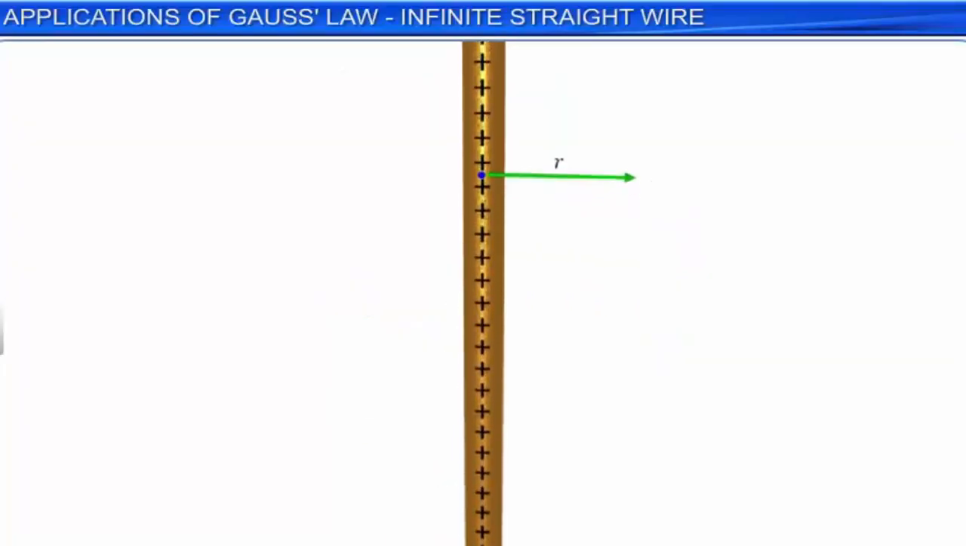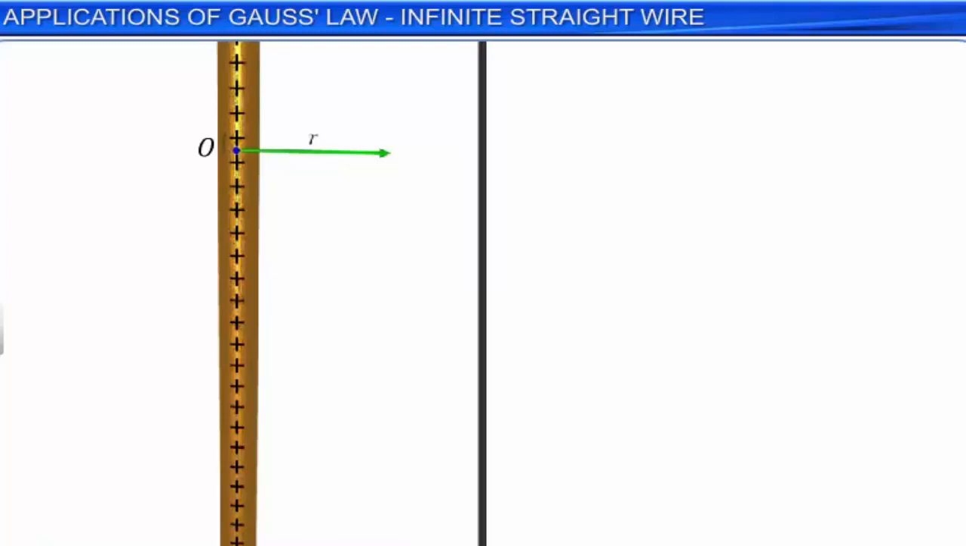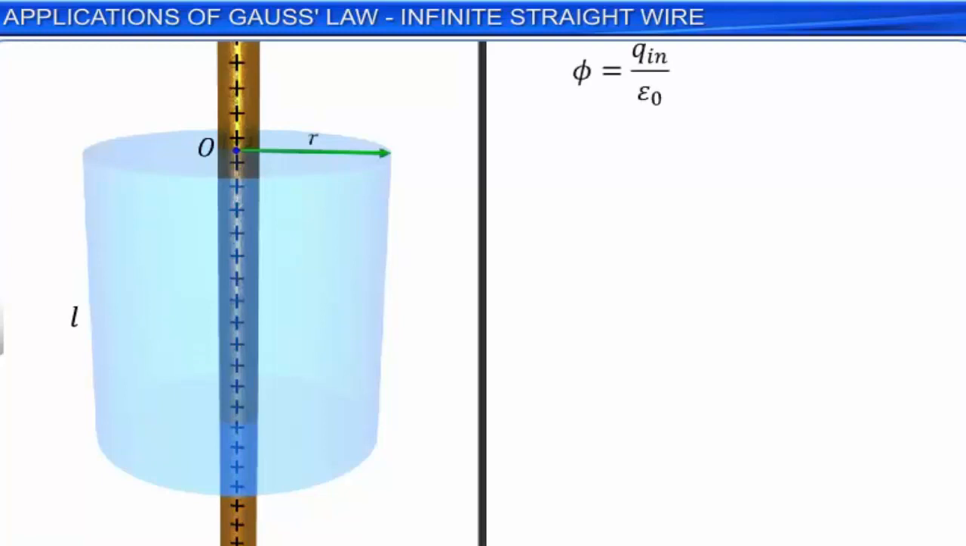Now let us calculate the electric field strength due to the charged wire at a point which is radially at a distance r from the wire. In order to calculate the electric field strength due to the wire, let us consider a Gaussian cylinder of radius r around the wire. Let the length of the Gaussian cylinder be L. According to Gauss' law, net flux phi through a Gaussian surface is equal to Qin by epsilon naught, where Qin is the charge enclosed within the Gaussian surface. Let this be equation 1.